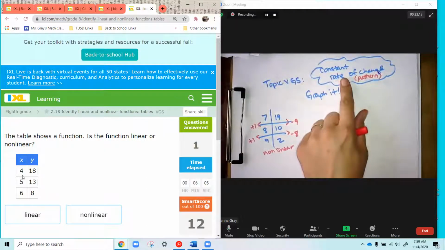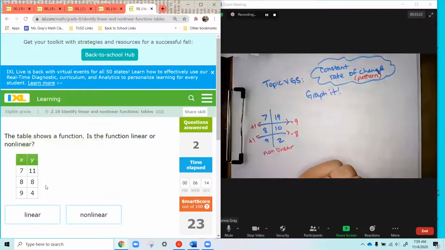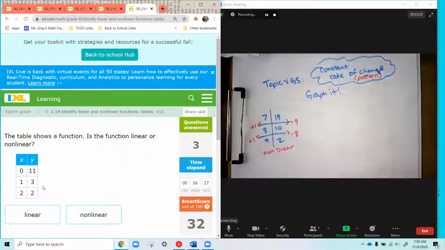This goes up 4, 5, 6 by 1 each time, right? So 18 to 13 is 5, and 13 to 8 is 5. So since they're both in a pattern, same rate of change. 7, 8, 9, so each goes up by 1. So 11 to 8 is 3, but 8 to 4 is 4. So nonlinear, not a constant change. So you're looking for a constant change.